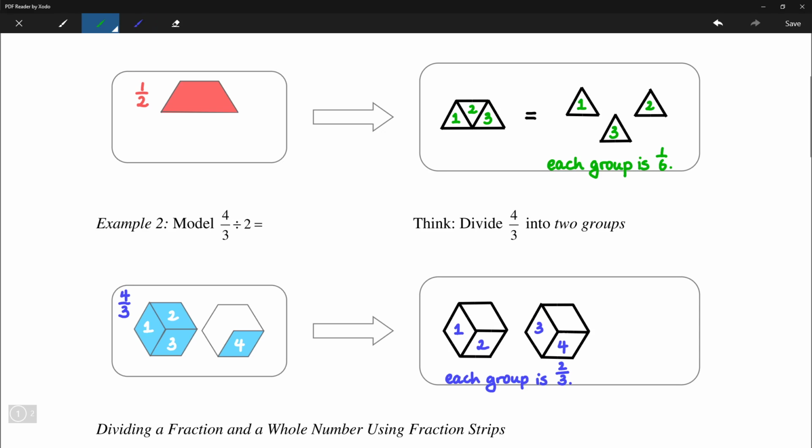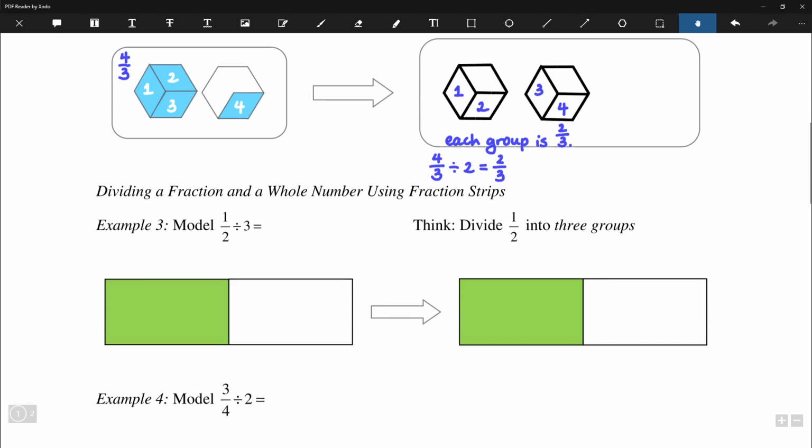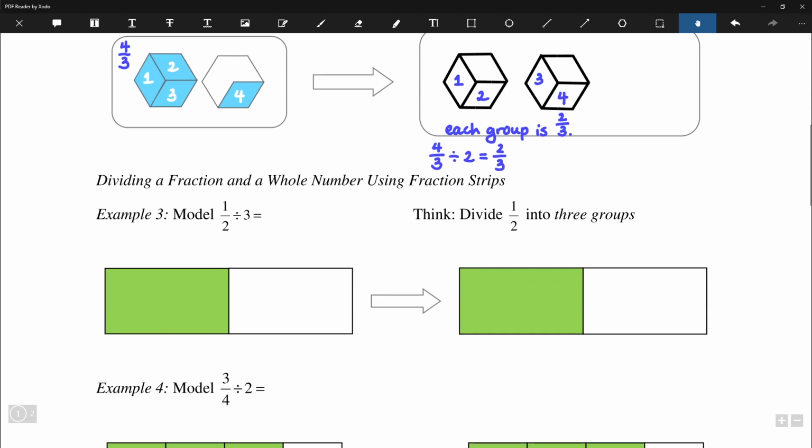So just to summarize, in the first example, we have 1/2 divided by 3 is equal to 1/6. And in the second example, 4/3 divided by 2 is equal to 2/3. So next we are going to model dividing a fraction and a whole number using fraction strips instead.